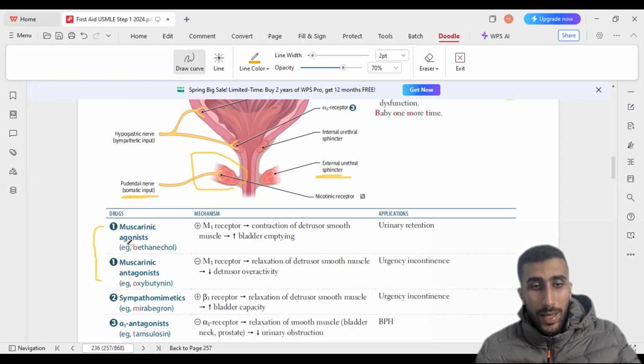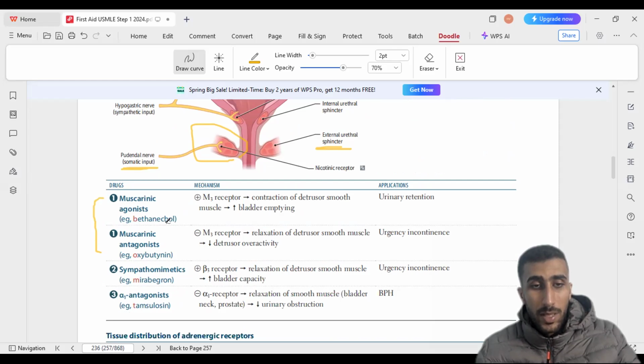As an application, we have two drugs: muscarinic agonists and muscarinic antagonists. The muscarinic agonist, our example is bethanechol, and it is positive on M3. Remember we said the parasympathetic makes you void, so it is used in urinary retention. We're going to stimulate the parasympathetic system through bethanechol, a muscarinic agonist acting through the M3 receptor. It's going to make the detrusor muscle contract and hence increase bladder emptying.